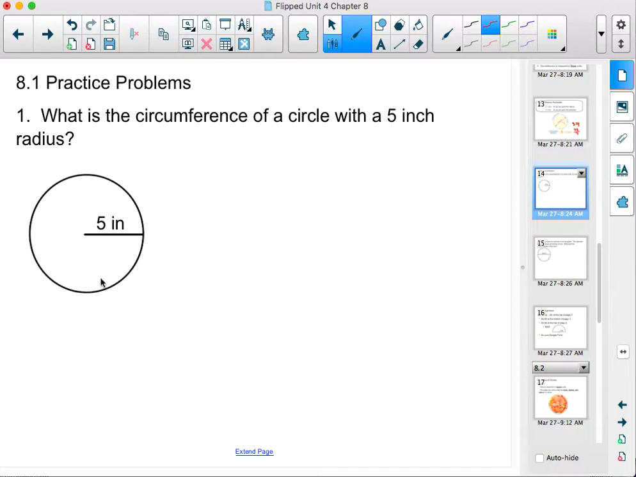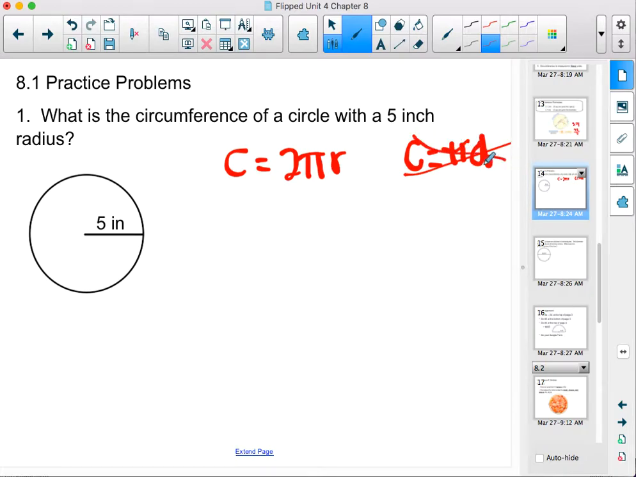So it's real simple. I just drew a circle. They told me that the radius is 5 inches, so I made a radius and I labeled it with 5 inches. So now I have a choice of which circumference formula I want to use. Remember, I have C equals 2 pi r, and I have C equals pi d. In this case, since they're telling me the radius of the problem, I'm going to use the radius formula. So I'm not going to use C equals pi d right now.